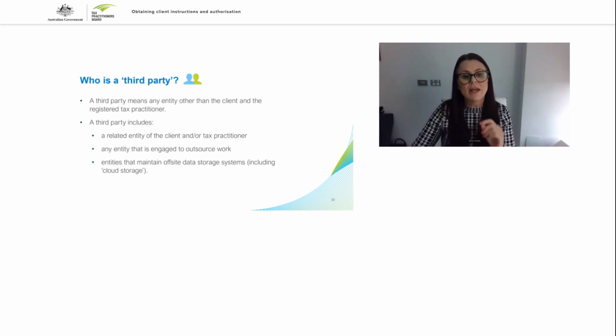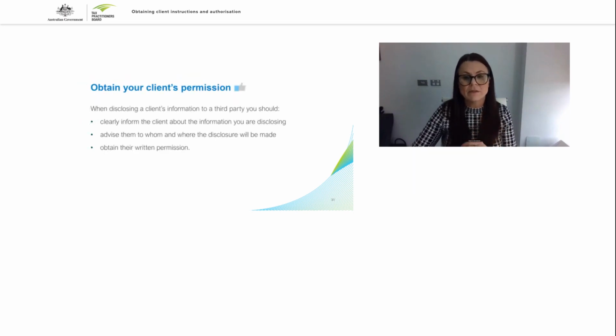Now let's look at when you can disclose client information. So before disclosing any information relating to your client's affairs to a third party, you need to, firstly, clearly inform your client about the information that you are disclosing, advise your client to whom and where the disclosure will be made, and obtain your client's written permission for that. And the written permission may be via a signed letter of engagement, it could be a signed consent or other communication with your clients, as we talked about earlier.